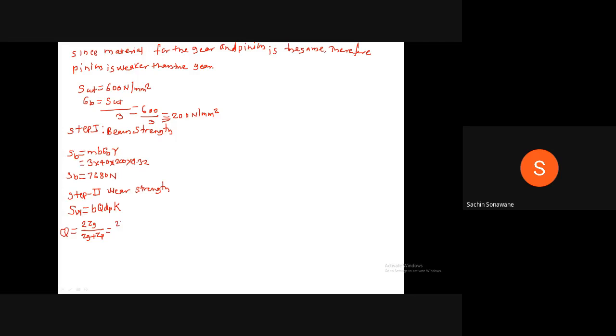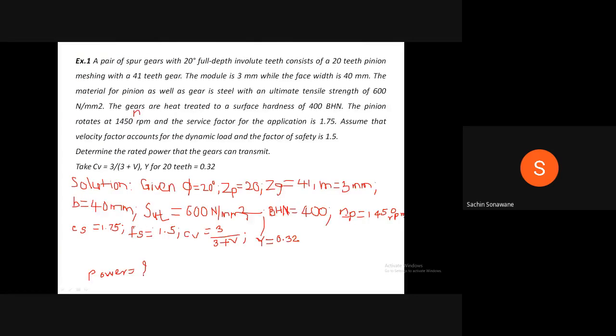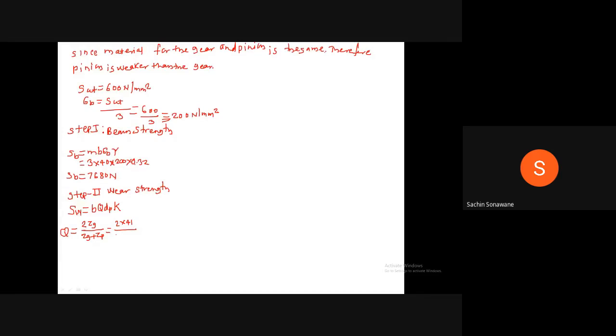Therefore, substitute the values. ZG is 41, ZP is equal to 20. So Q is 2 into 41 divided by 41 plus 20. Try to understand. What is the value of Q? Make the calculations. Q is 1.344, correct. Now we have to calculate the value of dp.